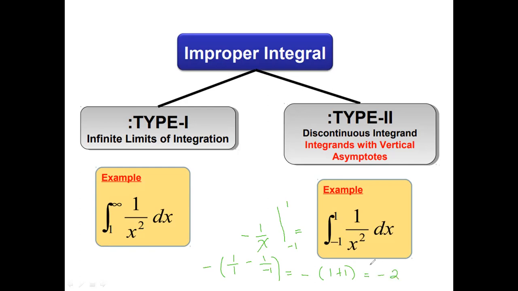You may say, Miss, there's nothing wrong with this. My answer is a real number. Yes, that is why we call this also a definite integral. But it says here, it's a discontinuous integral, the integrand has vertical asymptotes. When you plot the function 1 over x squared, on the limits negative 1 to 1, it will have a point of discontinuity.